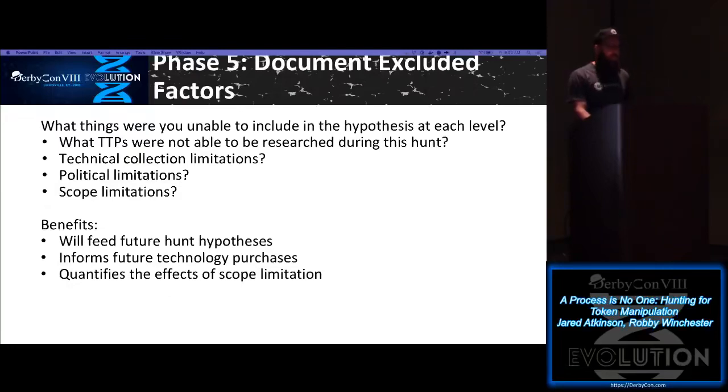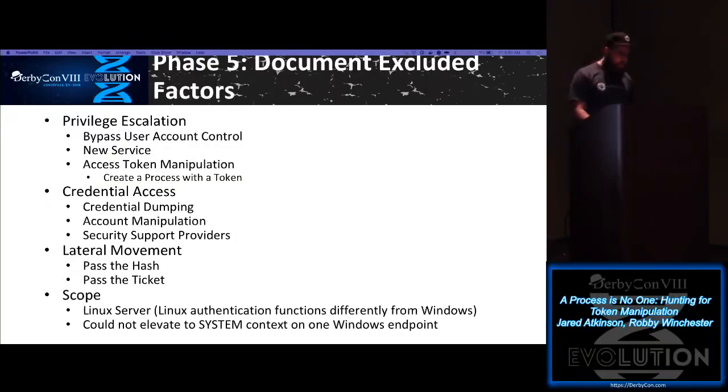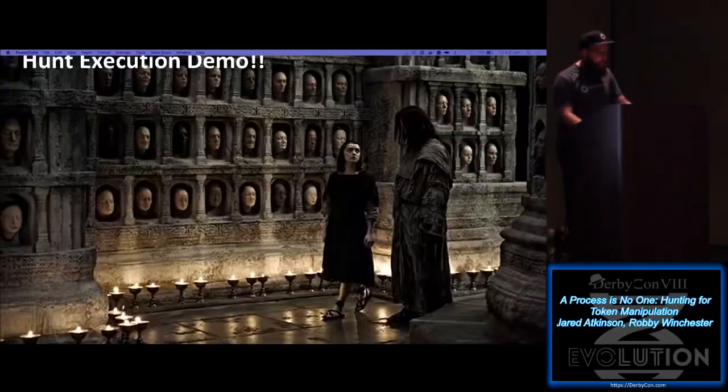And then we want to document excluded factors. So what did we expressly exclude throughout our hypothesis? And so, for instance, other privilege escalation techniques that maybe we want to circle back to later on, maybe credential access techniques like credential dumping, lateral movement. There's a couple situations where we're not able to elevate to system to actually gather the data that we need, and so that might be something that we want to circle back on as well. So the point of this part of the process is to really identify what did we leave out and what do we need to do or think about in the future to really answer the initial question.